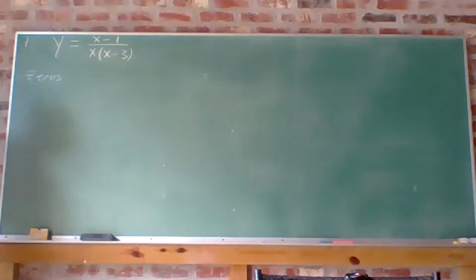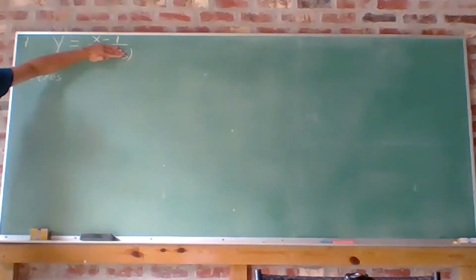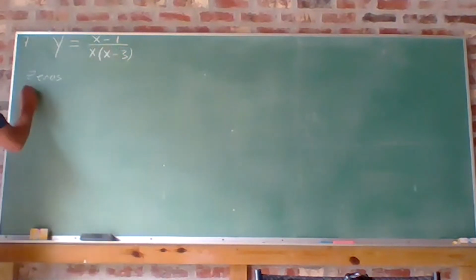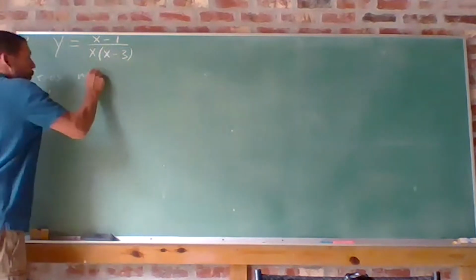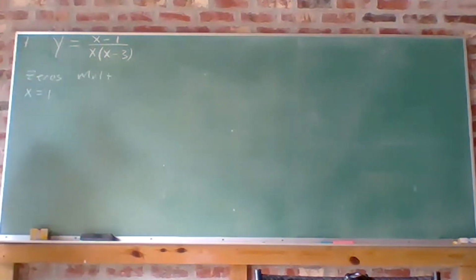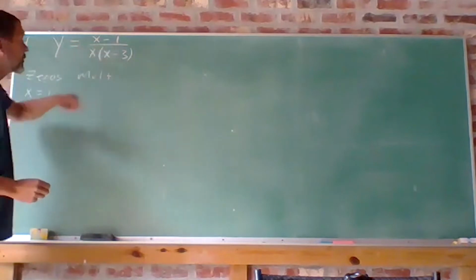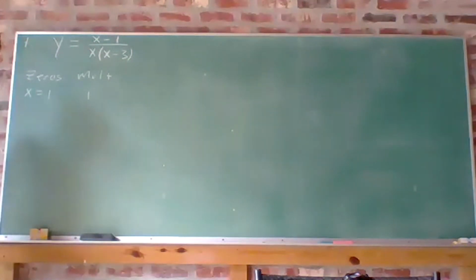The zeros of this function are the values for x that make the top 0. The only thing that makes the top 0 here is x equals 1. Its multiplicity is the number of times that factor appears. X minus 1 is up there once, so it has a multiplicity of 1.